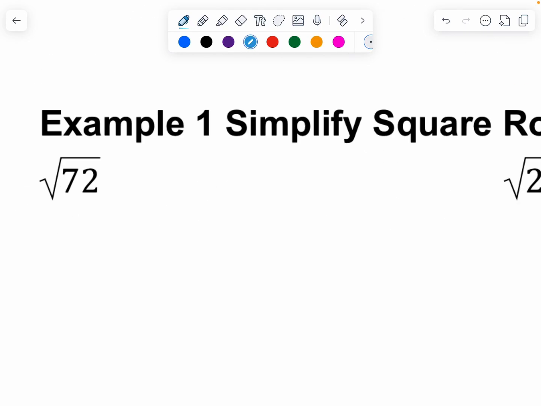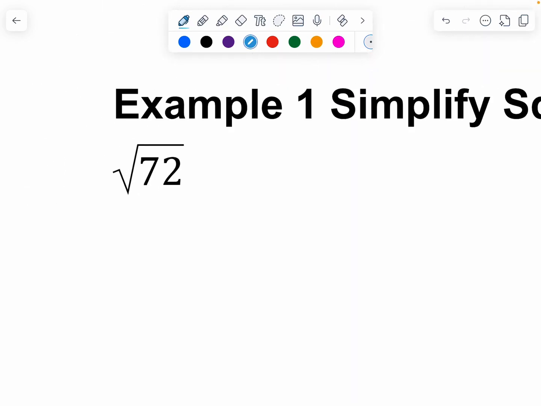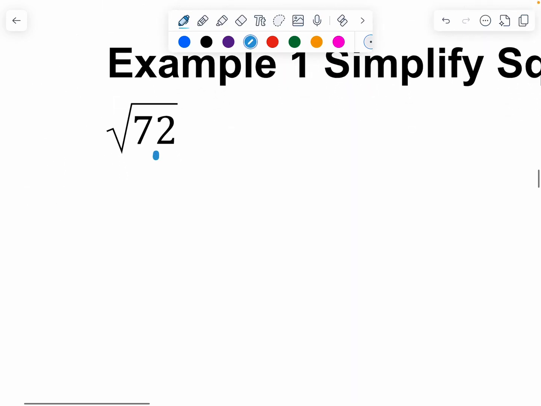Okay? So if I look at this, 72. Personally, when I do this, I like to go for perfect squares. So I look for a perfect square first. In my brain, I say, does 4 go into that number? So 72 divided by 4 would get me 18. So 4 times 18.